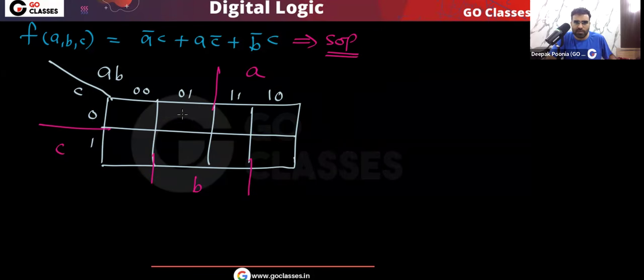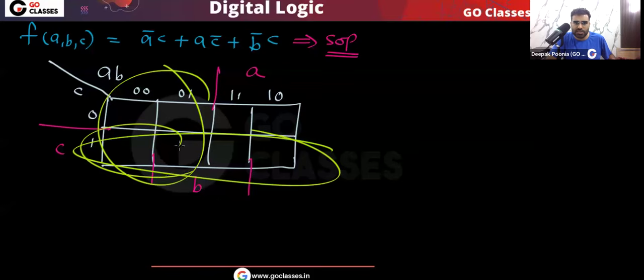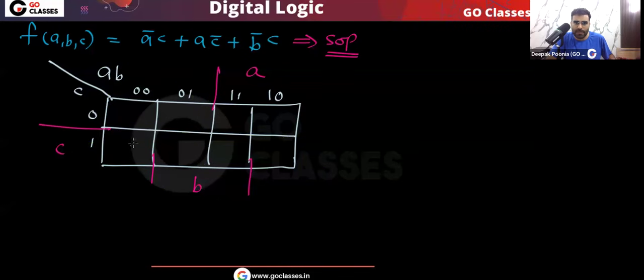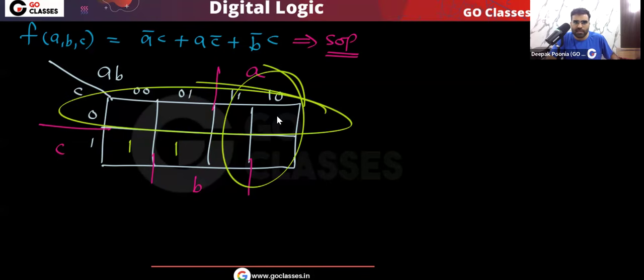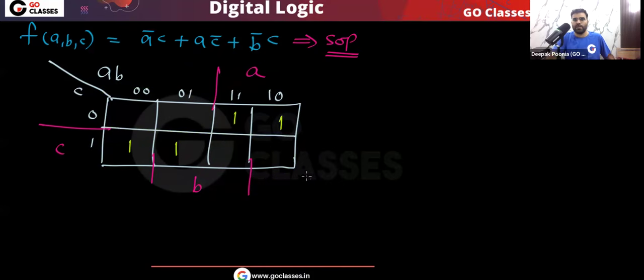You see this product term A bar C. What is the area of A bar C? You can see this is the A bar area, and this is the area of C. So this is the area of A bar C, and here the function is 1. Now let's see the product term A C bar. This is the area of A, this is the area of C bar. So what is the A C bar area? This is the A C bar area, so here also the function value is 1.